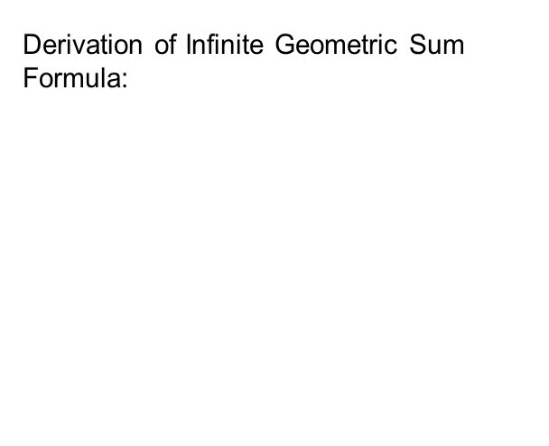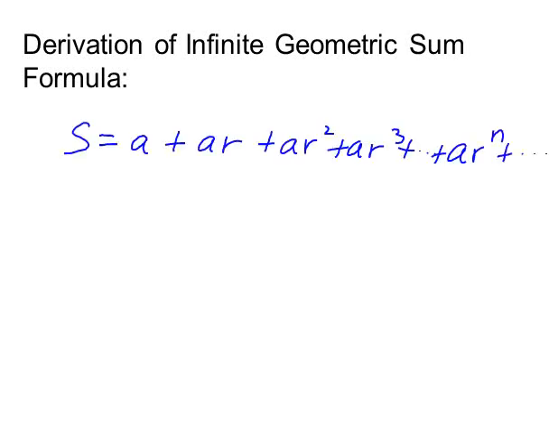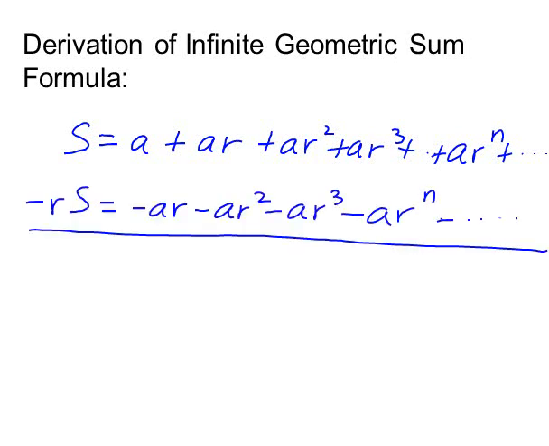Here's a quick derivation of the formula for the sum of an infinite geometric series. Let's start with a generic geometric series with first term a and common ratio r. The terms are a plus a times r plus a times r squared plus a times r cubed, and so on. I'll multiply both sides of this equation by negative r.